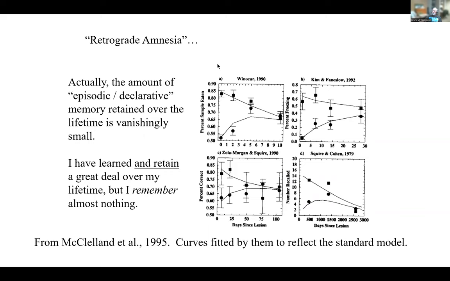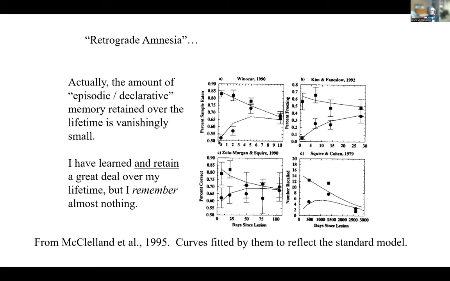This is an illustration of some of the data that gave rise to the standard model. These are from different studies showing that in normal subjects, these are humans here and here, and these are rodents here. Normal animals show a certain amount of forgetting of whatever they were learning over time. Notice the different time scales here. Winocur, I think, is rodents. So this is human stuff down here, very long time, a much shorter time for the rodent studies.